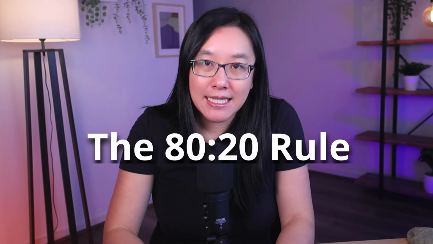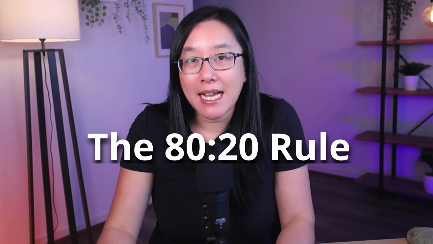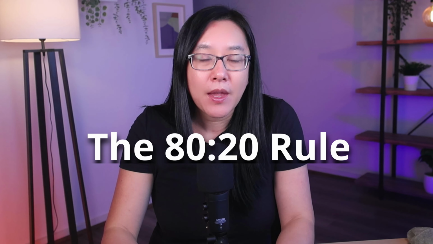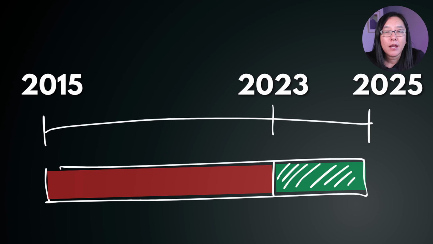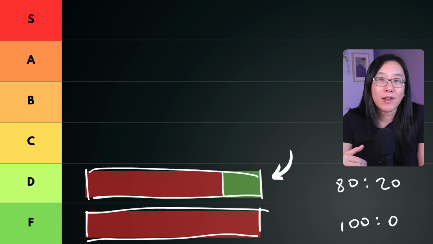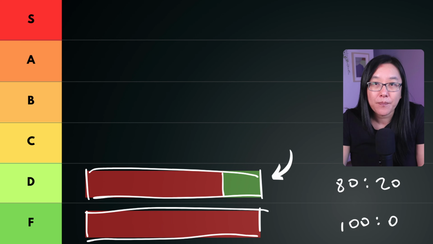Next, we've got the 80-20 rule, where 80% of the data is used to develop your strategies. So for our example, 8 years from 2015, and excluding the past 2 years to verify that our strategy works. And this, although common knowledge, is also not a good way to develop strategies, because most of this bar is red with a tiny bit of green on the end, and it also belongs low in the tier list here at D tier. It is better than using 100% of your data for strategy development though.